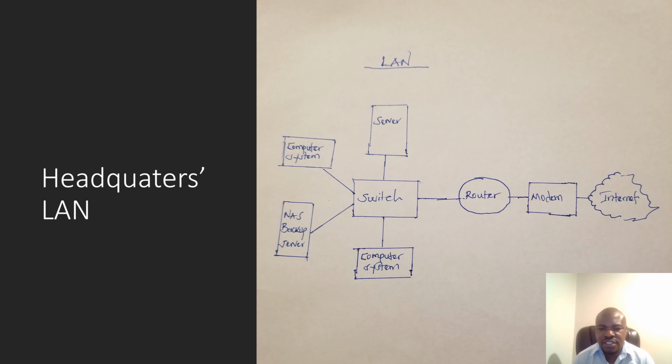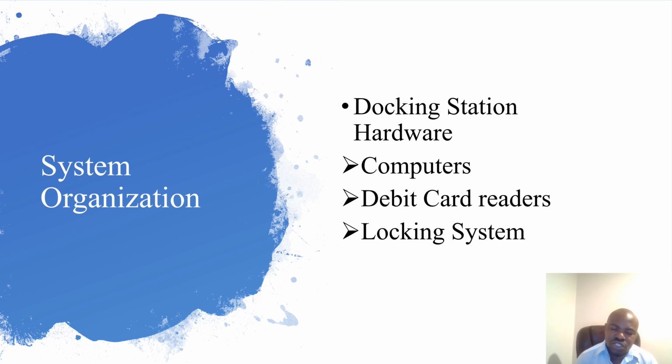To demonstrate this, I'll use a sketch to show you the local area network, or LAN, of the headquarters. At the headquarters, we'll have a server, computer systems, a NAS backup server, all joined on a switch. And then the switch will be connected to a router, and the router will be connected to a cable modem, and the cable modem will be connected to the internet. On the other side of the docking station, we'll have computers, debit card readers, and a locking system.